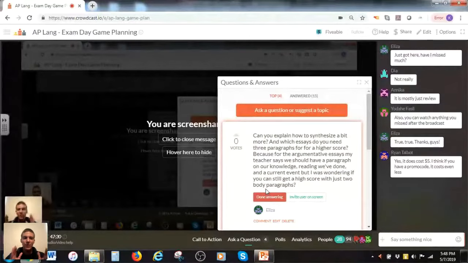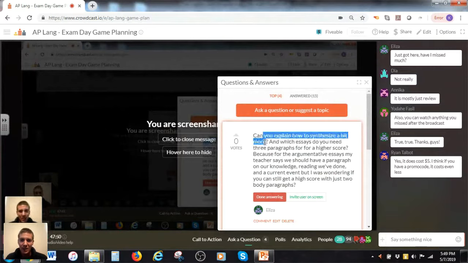But in general, 2 body paragraphs is going to get the job done if they're done really well. 3 great body paragraphs is still going to be even better, right? So if you can pull off 2 awesome body paragraphs, great. If you can pull off 2 awesome body paragraphs and you have 10 minutes left, write a 3rd awesome body paragraph. Let me read the rest of your question, and then I can come back to the synthesis part.